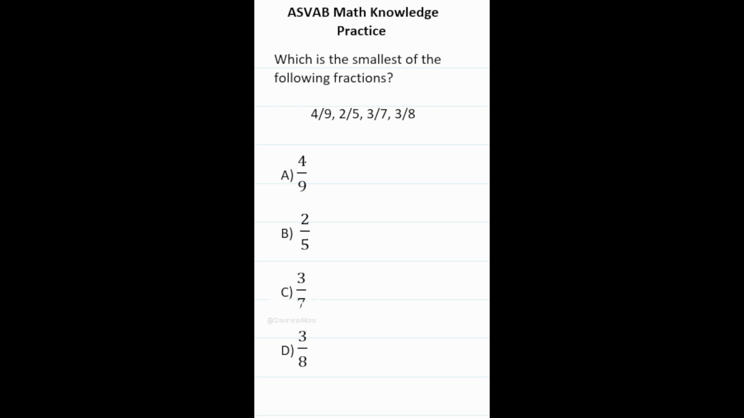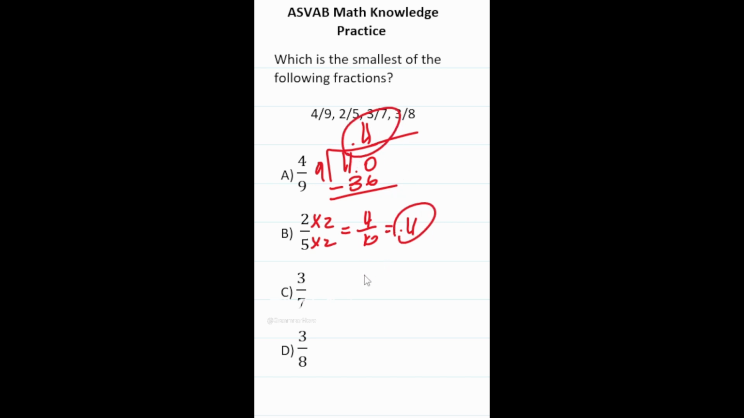For this math knowledge practice test question, we're trying to figure out which of these is the smallest fraction. So let's go ahead and multiply this by 2 to get started. This is 4/10, which is 0.4. Let's convert these to decimals via some quick long division. Add a decimal and a 0 placeholder. 9 times 4 is 36. We're not going to keep working these out because this is 0.4 something. This is exactly 0.4. Let's hope one of these is smaller.